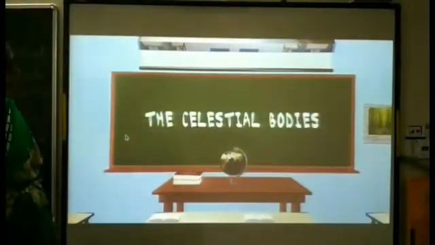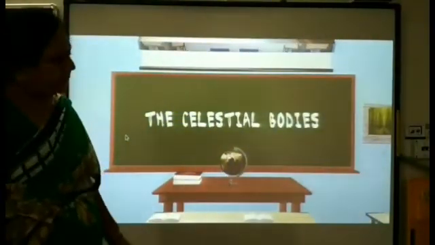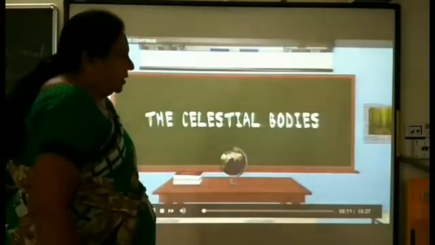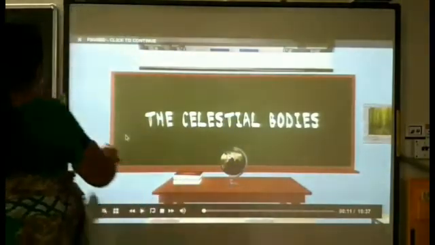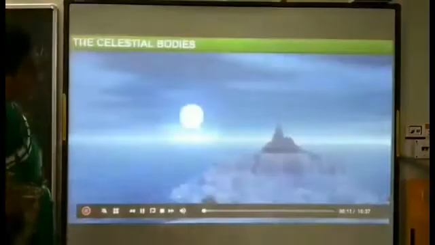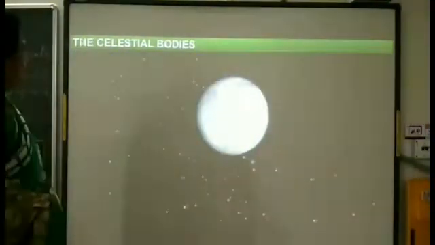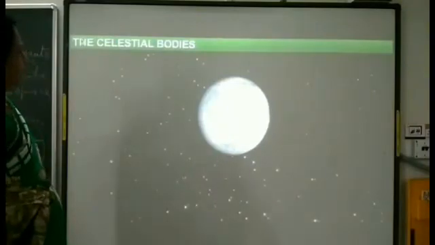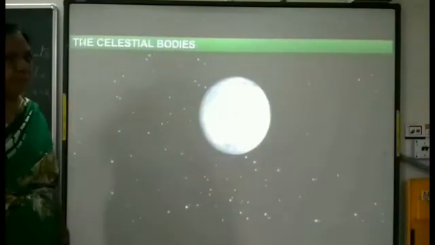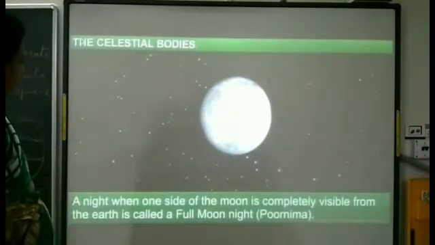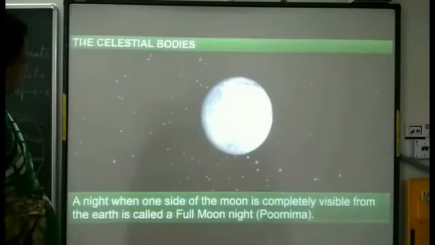In this module, you will learn about the different celestial bodies that adorn our sky. Celestial bodies: Sun, moon and stars. So, these are called celestial bodies. Looks like the moon is in its full bloom. It is a full moon night. That's when one side of the moon is completely visible to us.